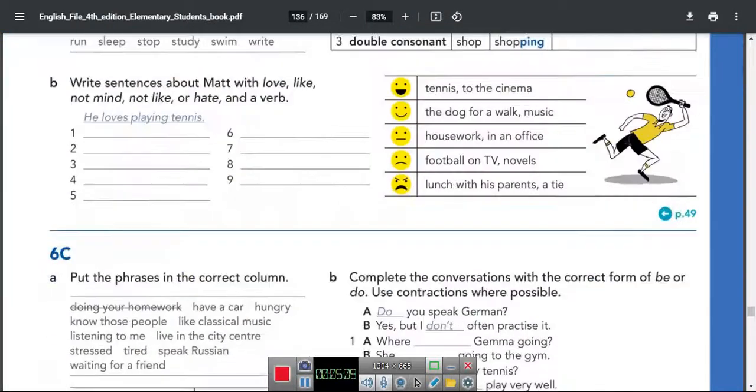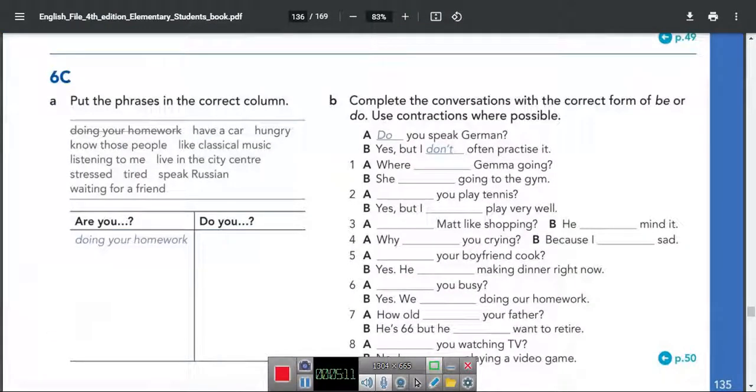So here we have some exercises. Put the phrases in the correct column. Are you or do you?